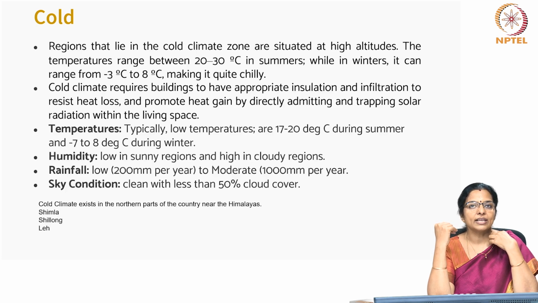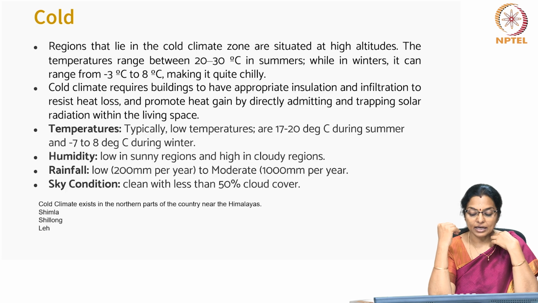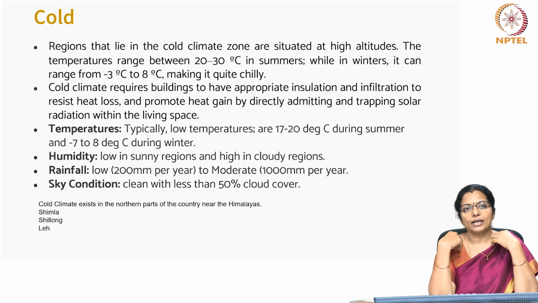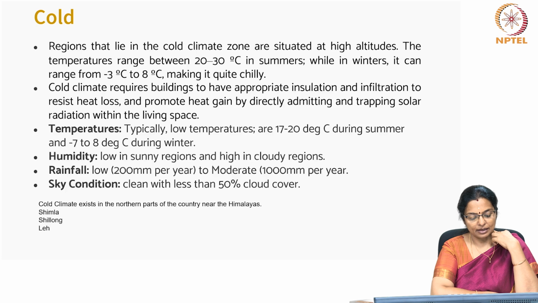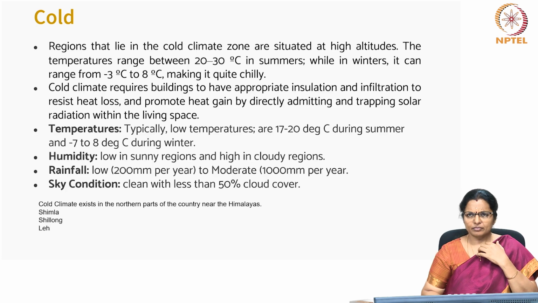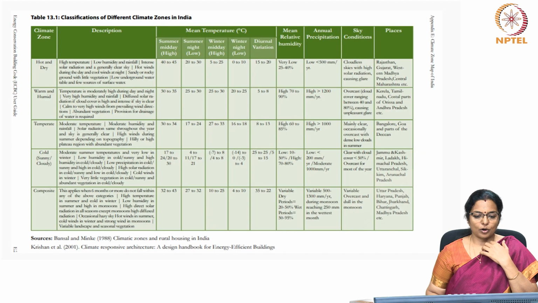Humidity is low in sunny regions and high in cloudy regions. Rainfall is low. It is about 200 millimeters per year, and sometimes it can be moderate, at 1000 millimeters per year. Sky condition is clear with less than 50% cloud cover. So, cold climates exist in the northern parts of the country near the Himalayas, like Shimla, Shillong, Leh, Jammu Kashmir and so on.